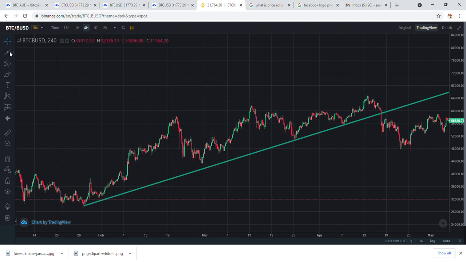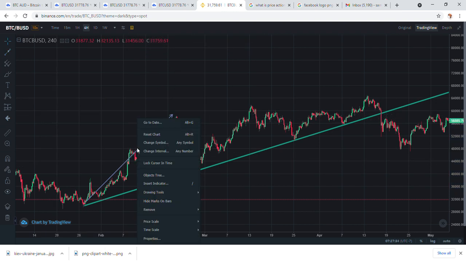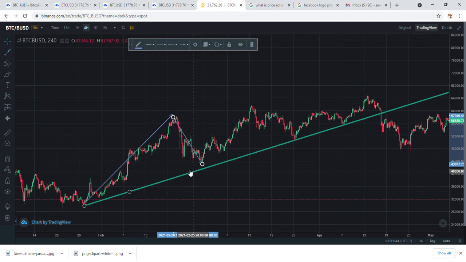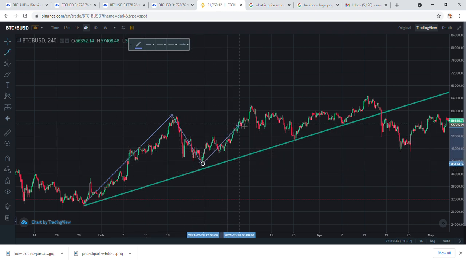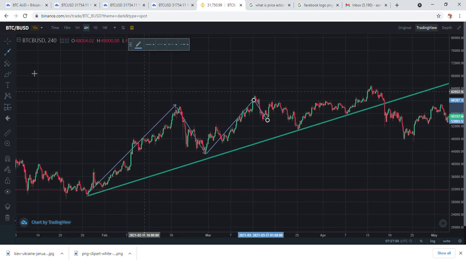Now, before I forget, let me quickly explain something. The market does something like this. When the market is in an uptrend, it makes what we call a higher high, and also a higher low, not a lower low. Lower low is for a downtrend. Higher high, higher low. Then it makes another higher high, then pulls back, makes another higher low.